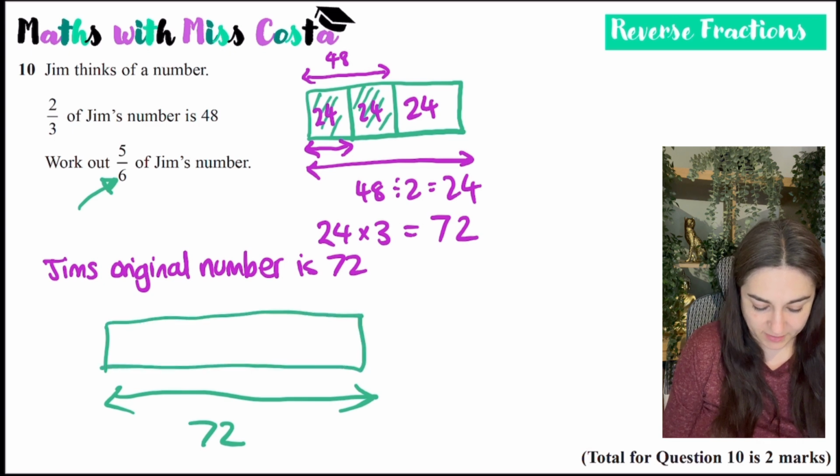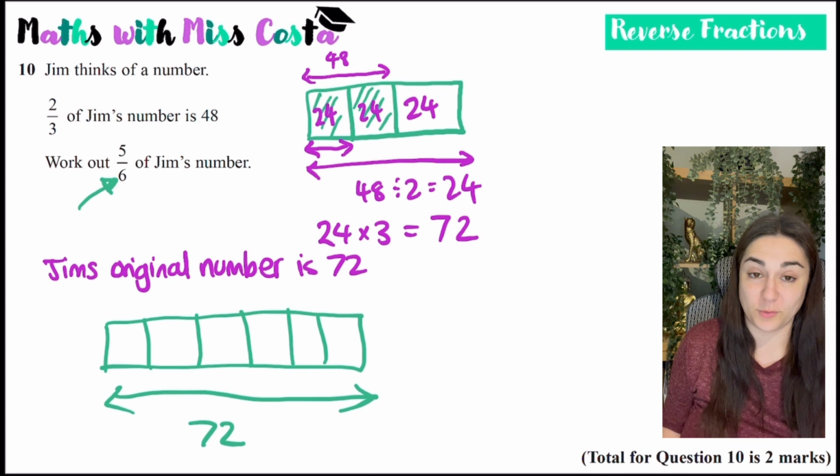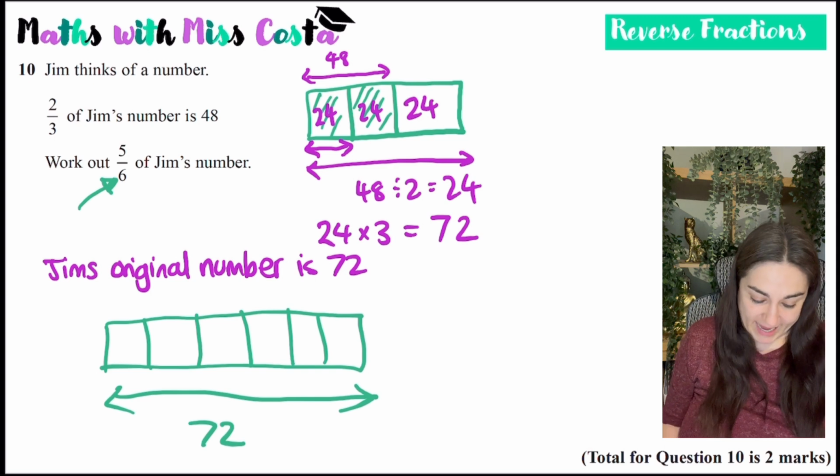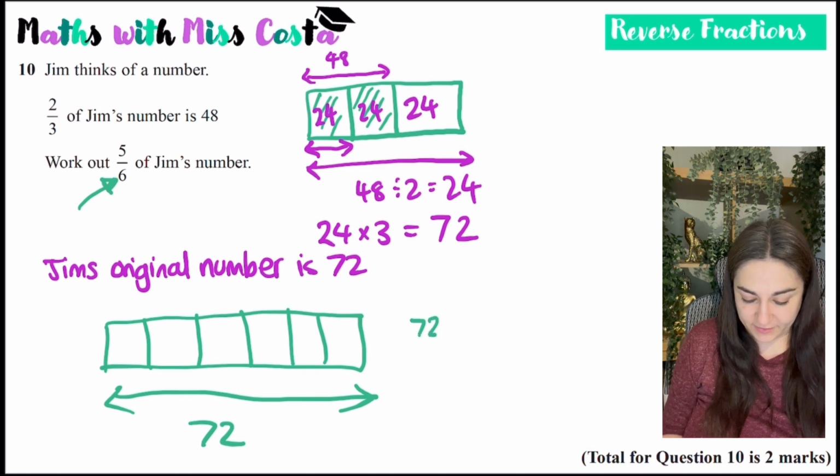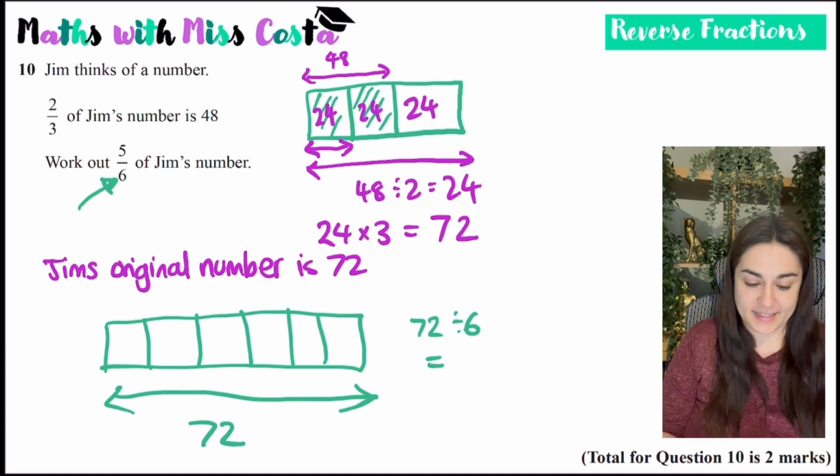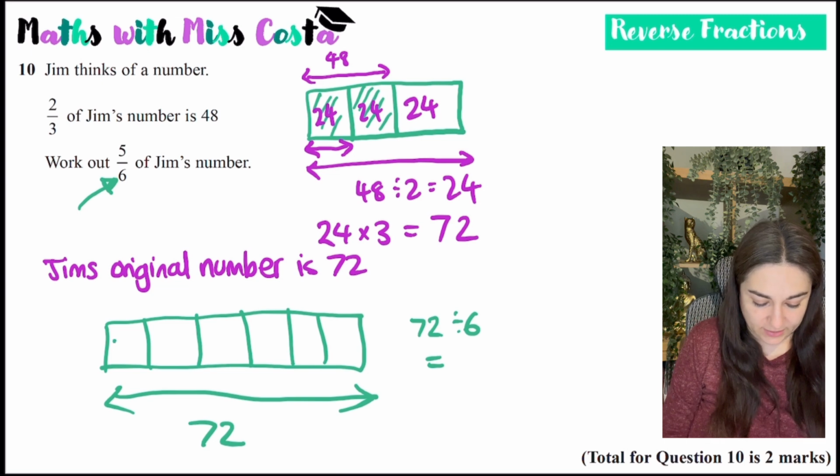So split into 6 parts: 1, 2, 3, 4, 5, 6. Still not super even, but you get the point. So first things first, I do 72 divided by 6 to figure out what one part is, and 72 divided by 6 is 12. So I know that each of my parts are worth 12.